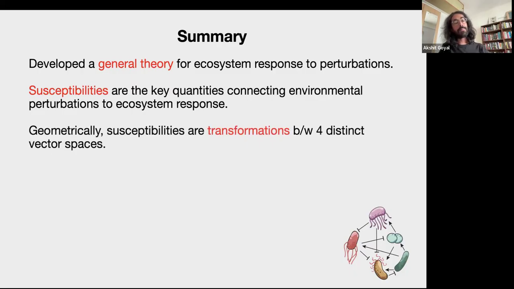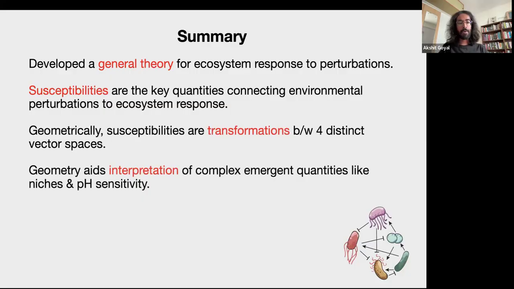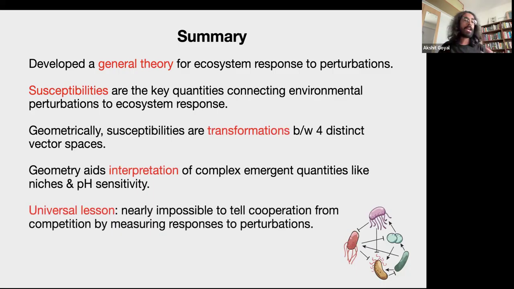In particular, these susceptibilities also have a geometric interpretation as transformations between these distinct spaces. And it's really these spaces, I think, that are important to think about. And this geometry aids in the interpretation of these complex emergent quantities like niches and pH sensitivity and effective interactions. And I think it's trying to teach us this universal lesson, which is that if you look at responses to perturbations of communities, it's going to be nearly impossible to, for instance, tell what kind of mechanism is actually creating that community in the first place, right? And so with that, I'm very happy to take questions. Thank you so much for listening.